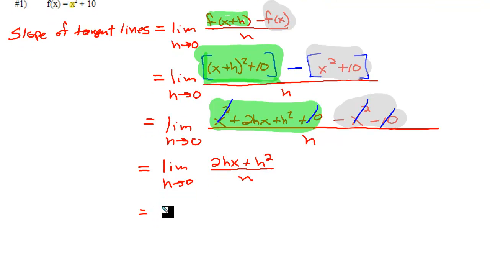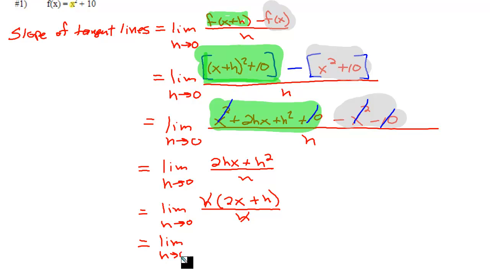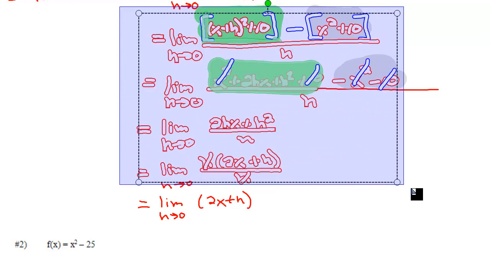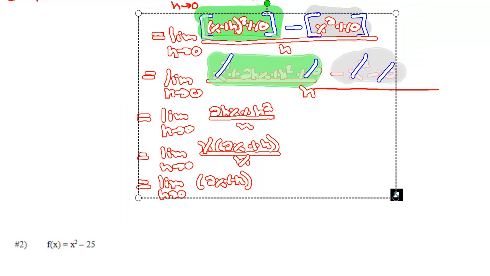At this point, we can factor an h out of the numerator. In doing so, we can cancel an h from the top and the bottom. We are multiplying the numerator by h and dividing it by h. H divided by h is 1. This leaves us with the limit as h approaches 0 of 2x plus h. It's really important that you have the parentheses around this.